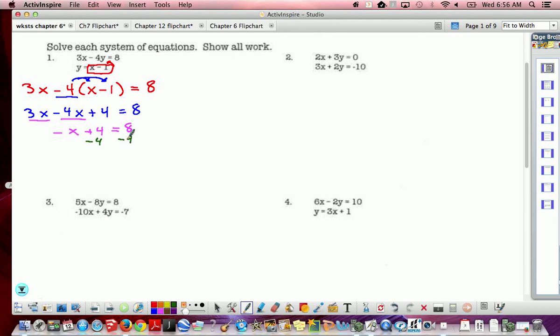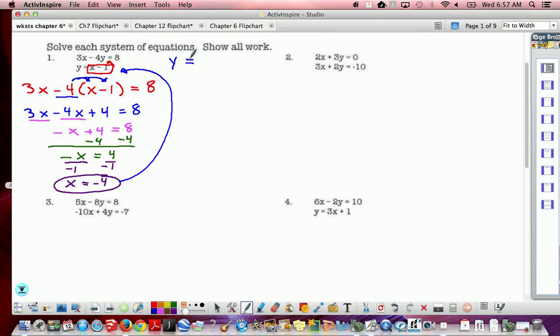So I'm going to subtract 4. Negative x equals 4. But if it's negative, to get rid of that negative, divide by negative 1. So x equals negative 4. Alright, then most people will stop right there and say, hey, we're done, but we're actually not. You still need to figure out y. So I'm going to take that value and plug it into the bottom equation, since y is all by itself. So I have y equals negative 4 minus 1, so y equals negative 5.